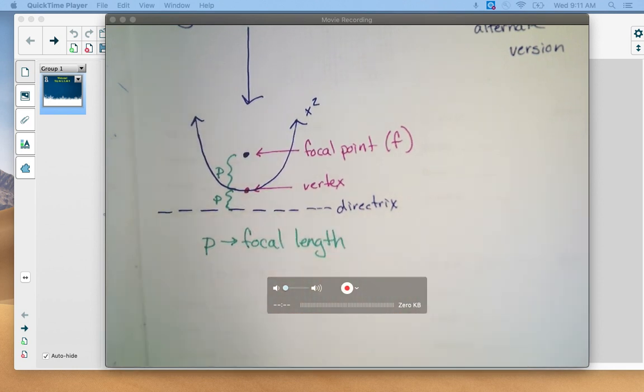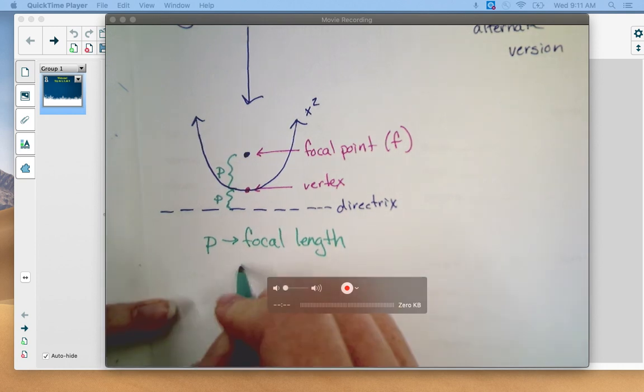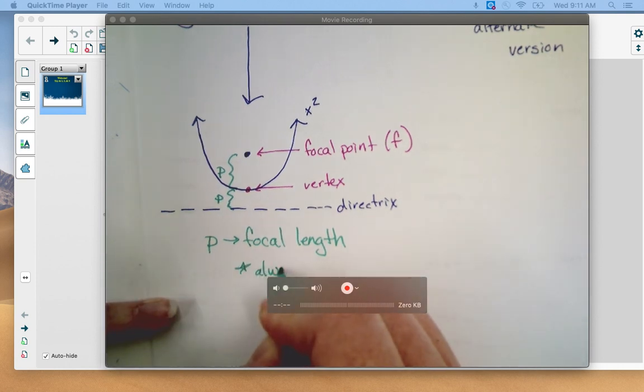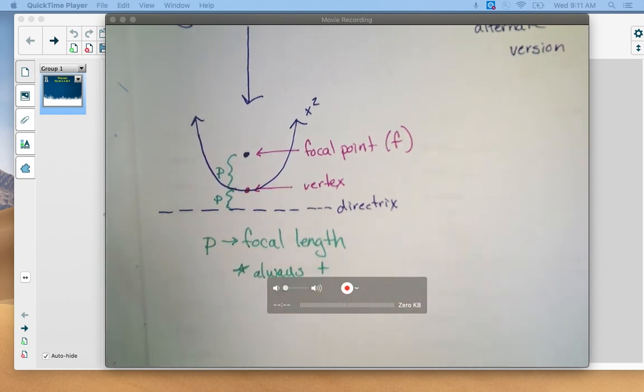The key, though, and the number one mistake with these locus questions, is about the focal length. If it's a length or a distance, can you ever have a negative p-value? No. So it's always positive.